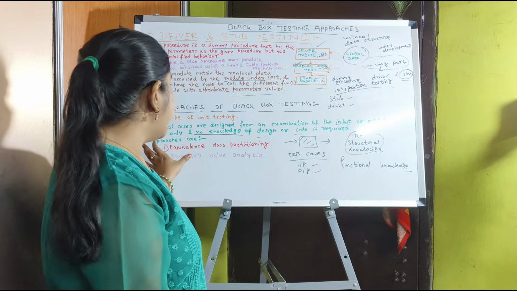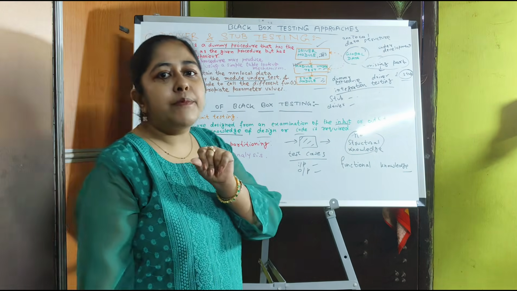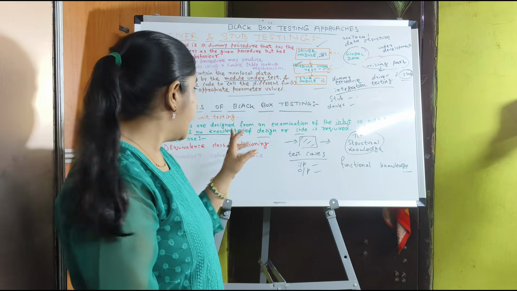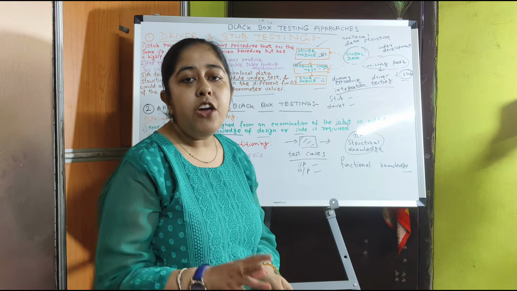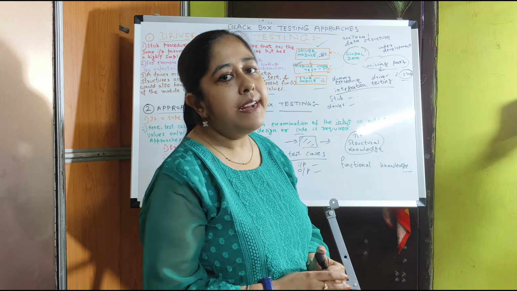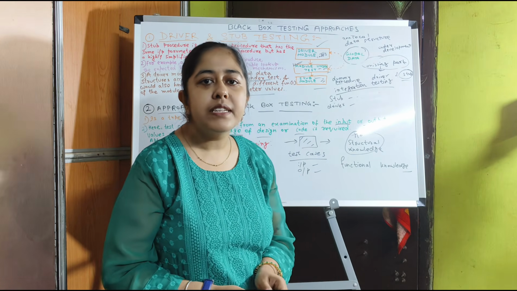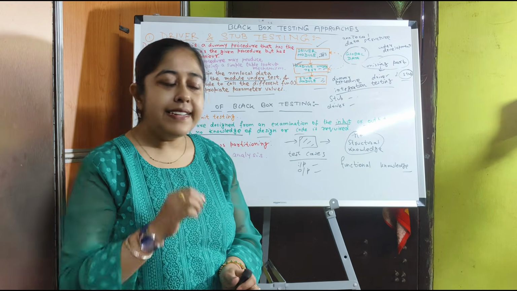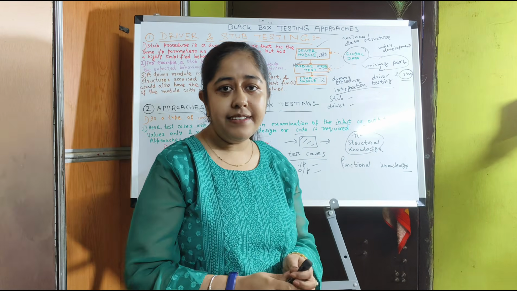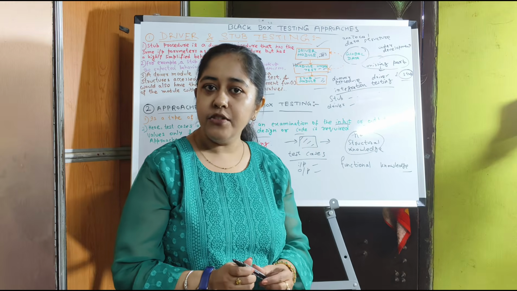Basically two types of approaches are there: equivalence class partitioning and boundary value analysis. These are the two kinds of approaches used in black box testing, which we will see in the next class. Till then, I think it is clear what the driver and stub modules are.